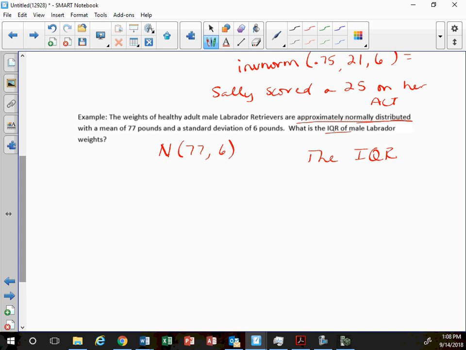All right, guys. So for this one, the IQR of Labrador weights is about 8.1 pounds. Okay, again, keep practicing context for the question. Get in the habit so that just becomes automatic.